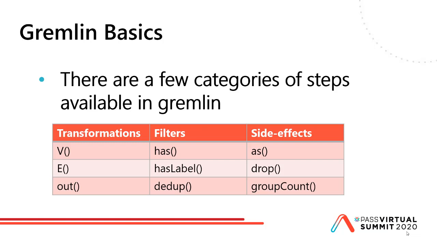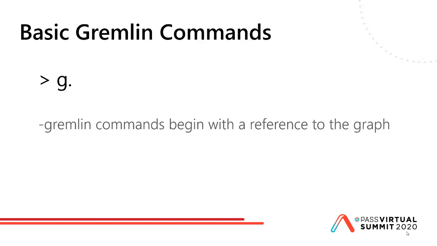We have transformations, and transformations generally mean that we're going to move around in the graph. Then we've got filter functions, so very similar to the where clause in SQL, where we're going to selectively remove items. And then we've got side effects, where we essentially modify the state of the graph or the result set. So let's go and have a look at how that works practically.